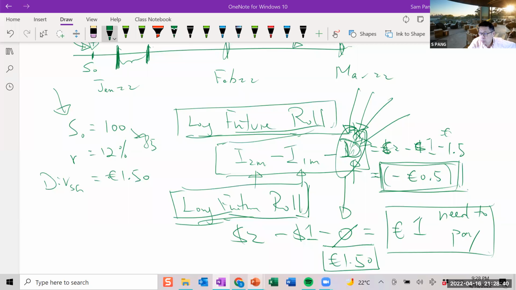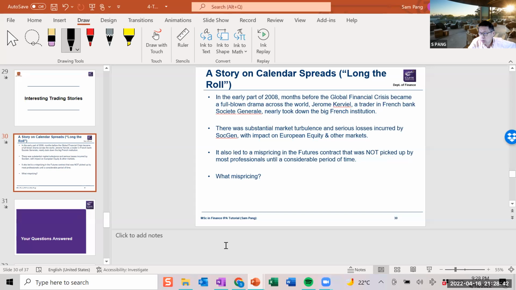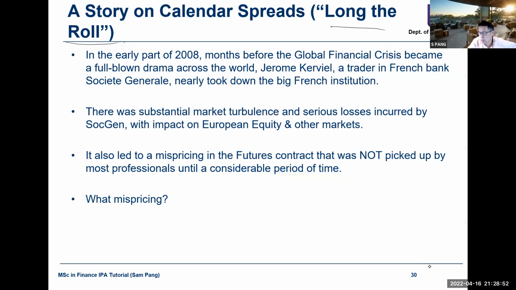All right. And this was long the roll on the calendar spread of the CAC 40 futures. This happened in, as I said, the early part of 2008. And it's a very classic case of mispricing in the derivative market.